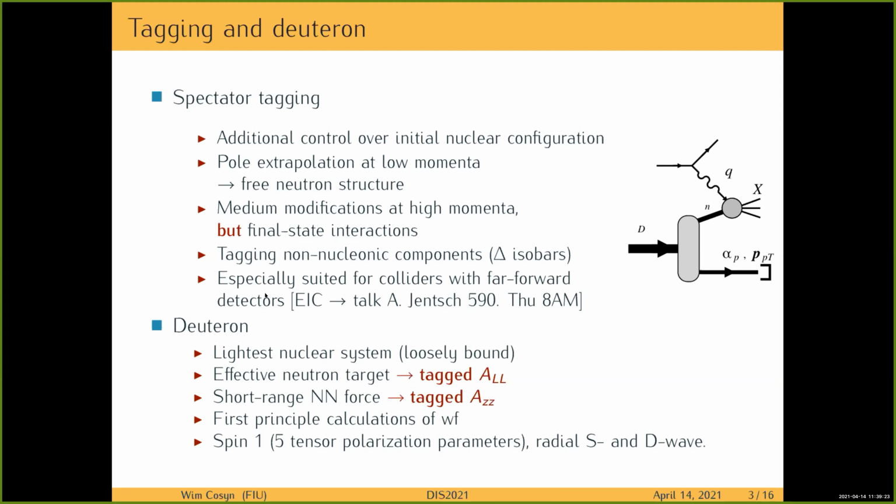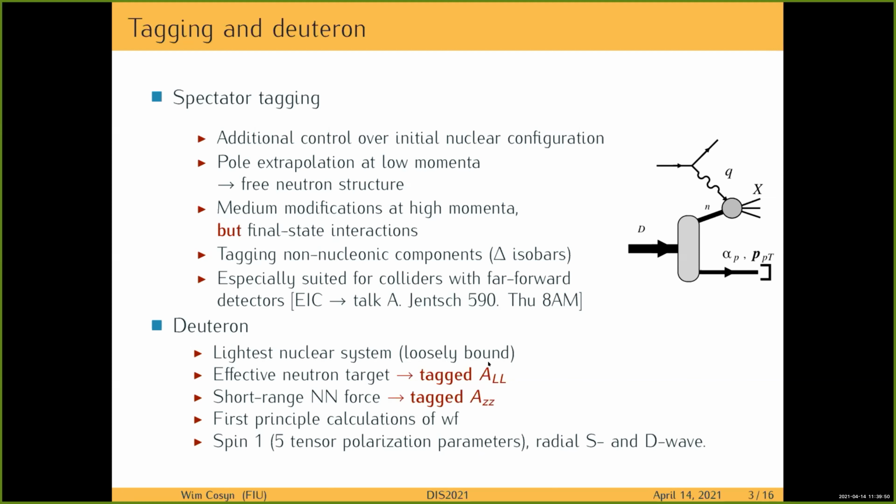Since this is a spin session, I'll talk more about spin-dependent observables. Here I'll only discuss the deuteron. Obviously we can extend this to targets like helium-3, but it's a bit more complicated and requires dedicated effort, so that's why we focus on the deuteron for now. It's a light nuclear system, so it's loosely bound.